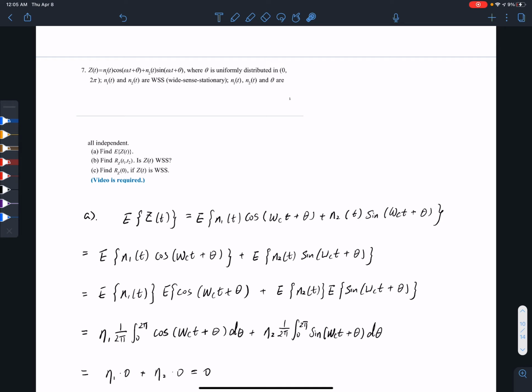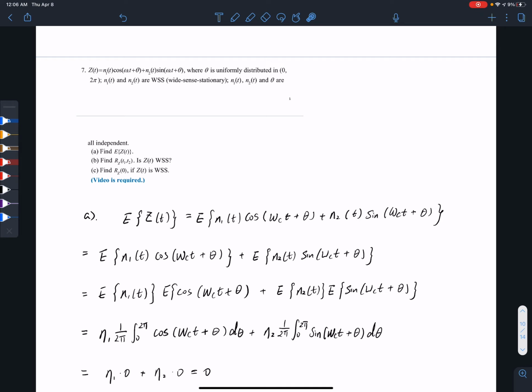So we have Z(t) equal to N1(t) times cosine(omega_c t plus zeta) plus N2(t) times sine(omega_c t plus zeta), where zeta is uniformly distributed in 0 to 2 pi. N1(t) and N2(t) are stationary, and N1(t), N2(t), and zeta are all independent.